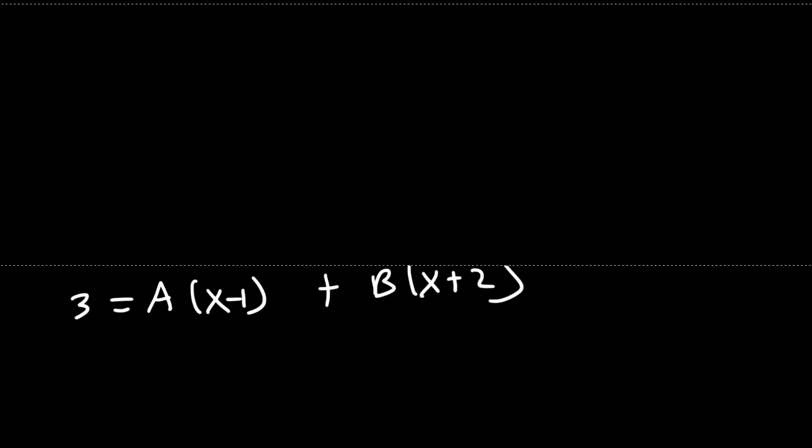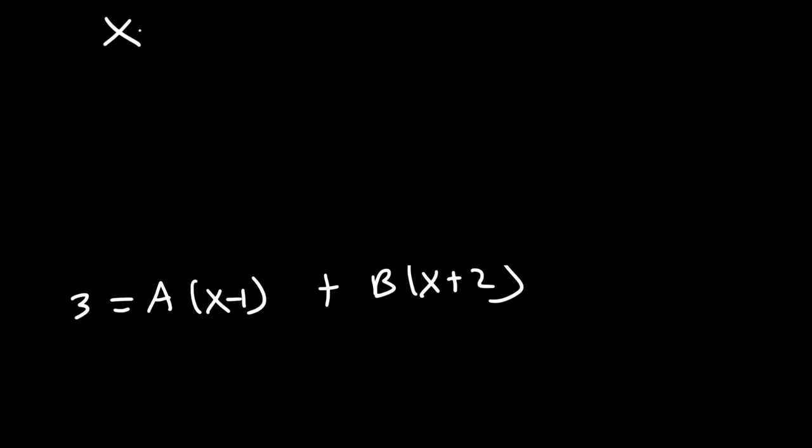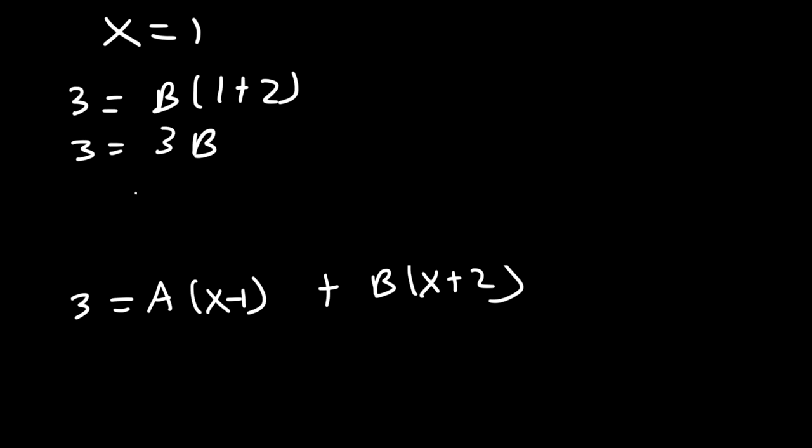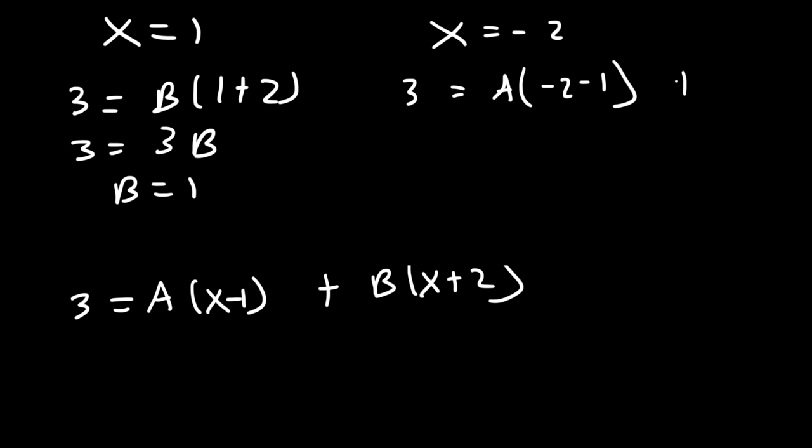Now let's see what happens when x is equal to 1. When x is equal to 1, a times x minus 1 becomes 0. So we have 3 is equal to b times 1 plus 2, which means 3 is equal to 3b, and so b is 1. And when x is negative 2, we have 3 equals a times negative 2 minus 1 plus b times 0. And so this is going to be negative 3a equals 3, and so a is negative 1.